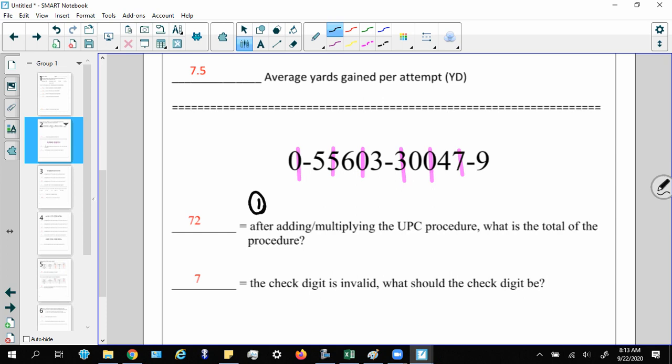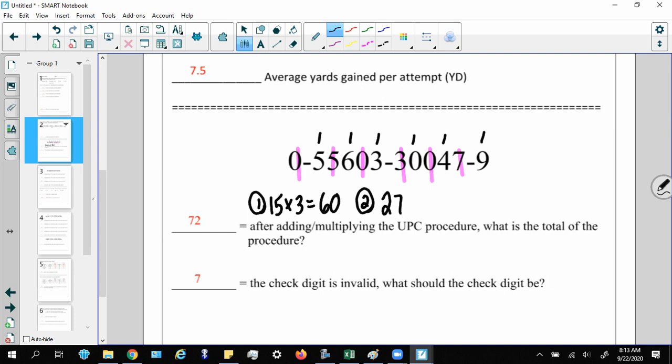But if you remember, the first step of the UPC procedure is after you add it, you times it by 3. So step one adds up to be 60. And step two, very simple for UPC, is all the numbers that were not used for step one, you add up. So that means this 5, this 6, this 3, this 0, this 4, this 9. All right, so you're going to add all those numbers up. And when you do that, you're going to end up with 27.